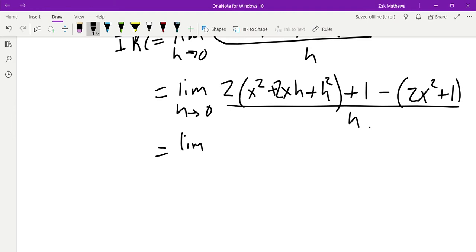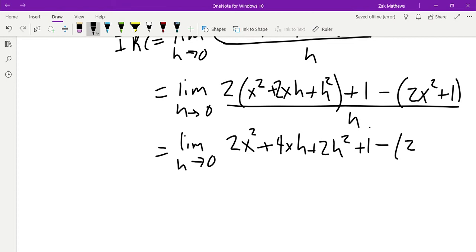And just like when we were finding limits earlier, notice I'm writing that limit statement every single step because I haven't actually found the limit yet. And so now let me actually distribute the 2. So we'll have 2x squared plus 4xh plus 2h squared plus the 1 minus the f of x stuff still, all over h.